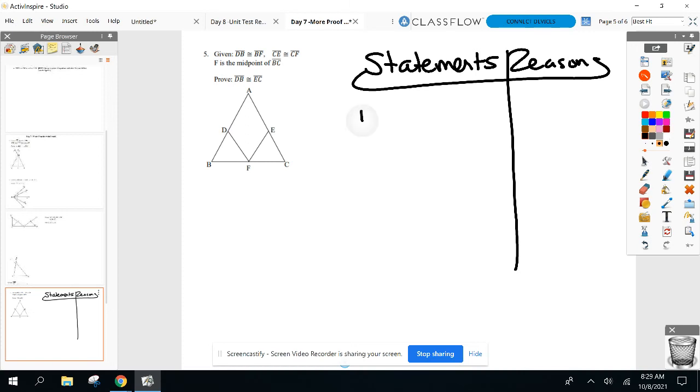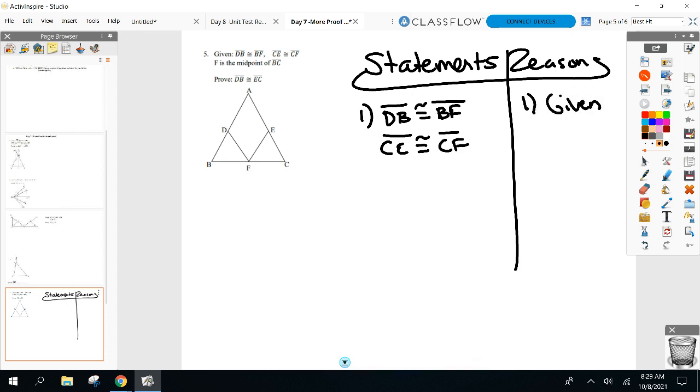So number 5 from the homework. Let me start with these two givens. DB is congruent to BF, and CE is congruent to CF, given. Okay, just let me start with those two.